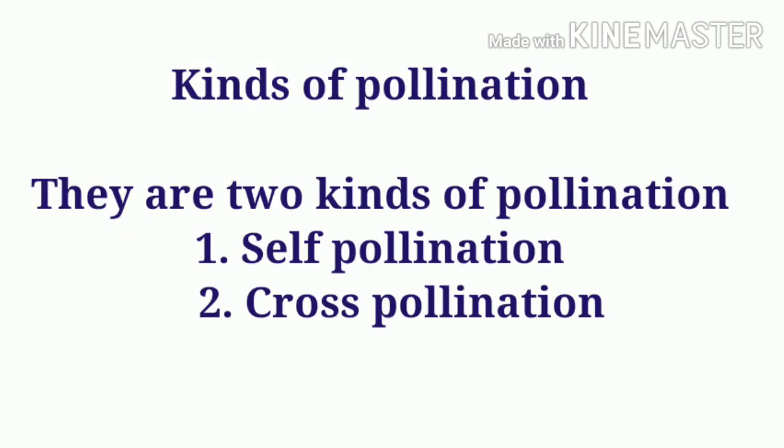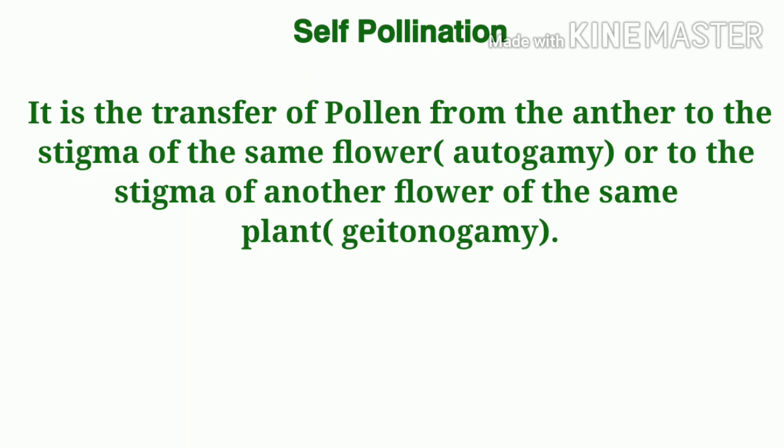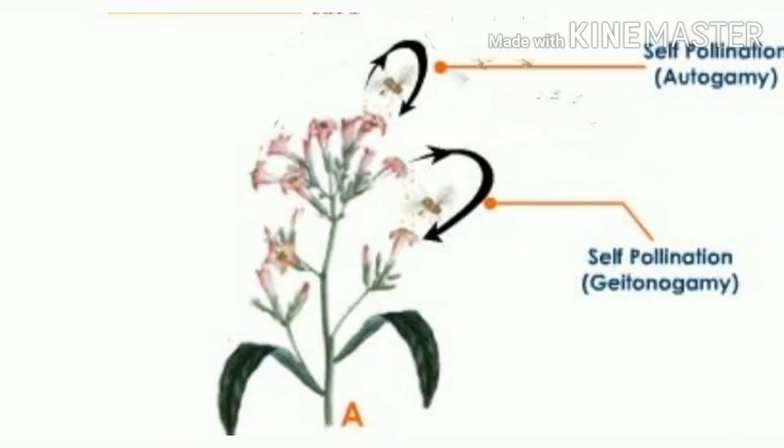Now, let's understand the kinds of pollination occurring in plants. There are two kinds of pollination. They are the self-pollination and the cross-pollination. Self-pollination is the transfer of pollen from the anther to the stigma of the same flower or to the stigma of another flower of the same plant. Pollination between flowers of the same plant is considered self-pollination on account of the common genetic characteristics, that is, the general qualities or the features of any one plant are the same in the different flowers borne on it.